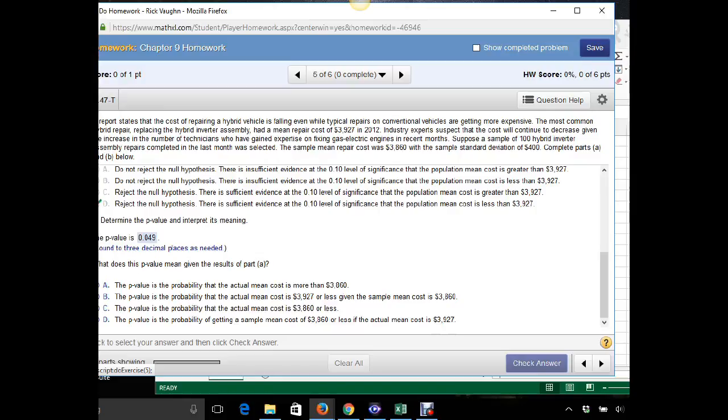So is this p-value low? So remember our alpha value in this case is 0.10. The p-value of 0.049 is low. The p is low, reject the H0. So we are going to reject the null hypothesis at the 0.10 level of significance. This p-value is the probability that the actual mean cost is at this observed value or below, 3860 or below. The probability of getting a sample mean cost of 3860 or less when the actual mean cost is 3927.